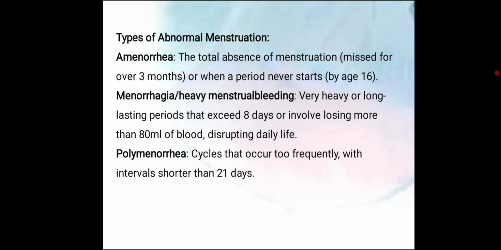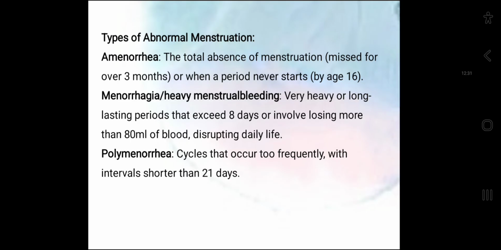Abnormalities of menstruation. First, start with amenorrhea. Amenorrhea is absence of menstruation, either primary or secondary. Primary amenorrhea is the absence of the first menstrual cycle at menarche. Secondary amenorrhea is the absence of menstrual cycle in a female who had previous regular cycles.